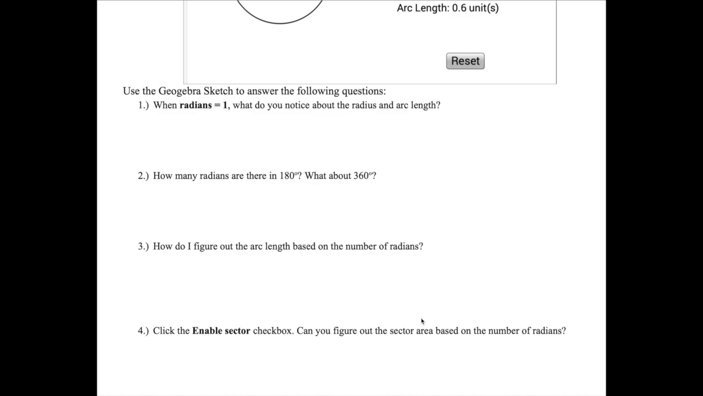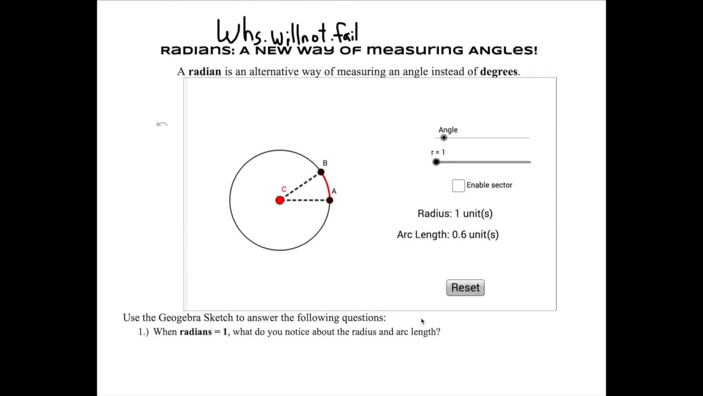Remember, with degrees, we take the corresponding degrees and we divide them by 360. How could you do something like this with radians? And finally, see if you can click on the enable sector box, and you can see the sector area will come up. How do you think we could figure out a formula for this sector's area? So pause the video, go to whs.willnot.fail, play around with these, and then when you're ready, unpause, and I'll show you some of my ideas here.